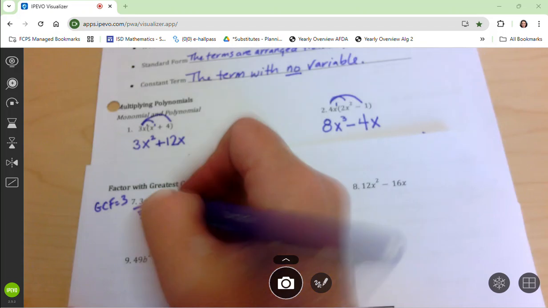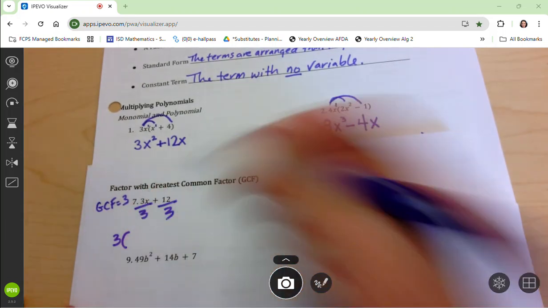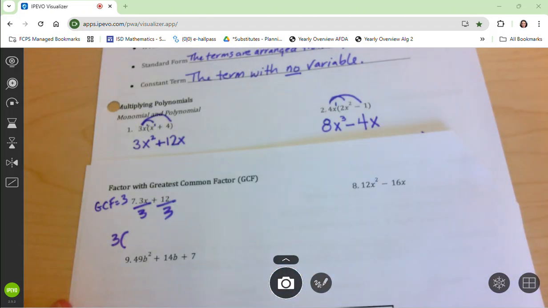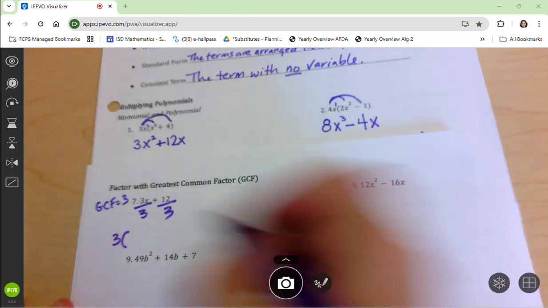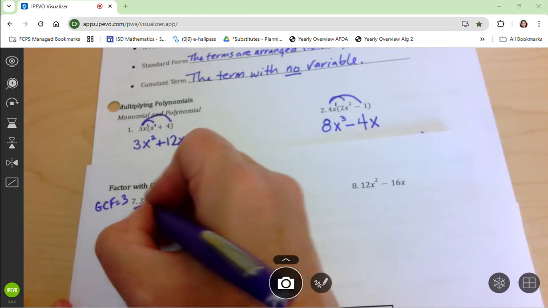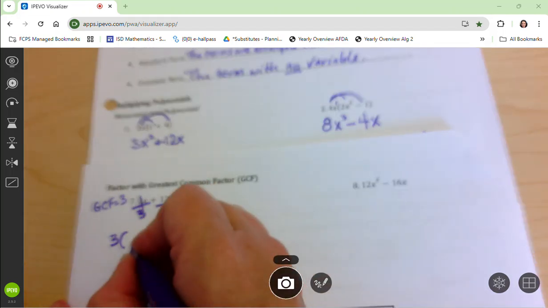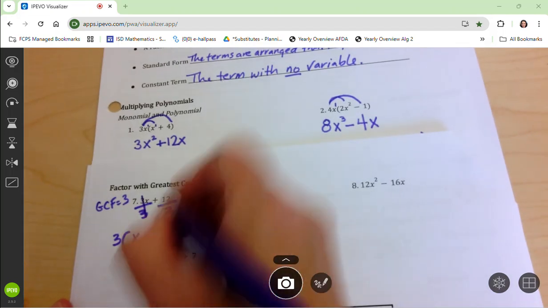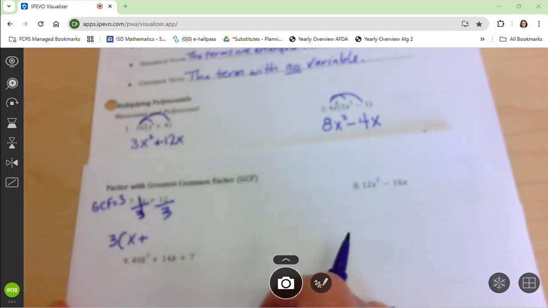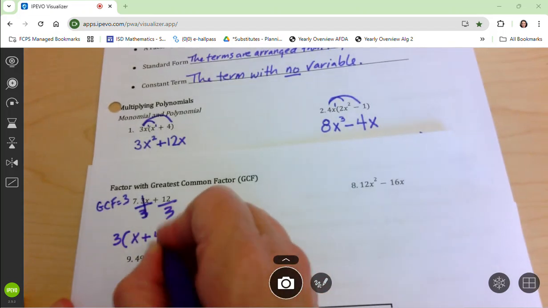The number that you factor out goes on the outside. Then, here, 3x divided by 3, the 3's will cancel and I get just x, plus 12 divided by 3 gets me the 4.